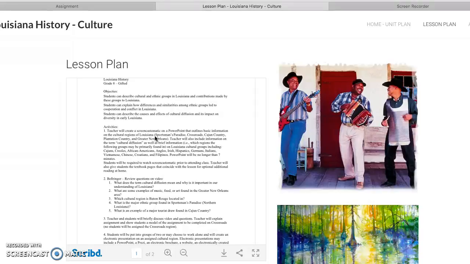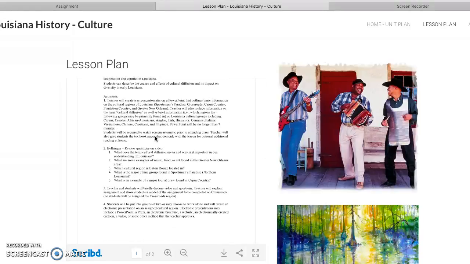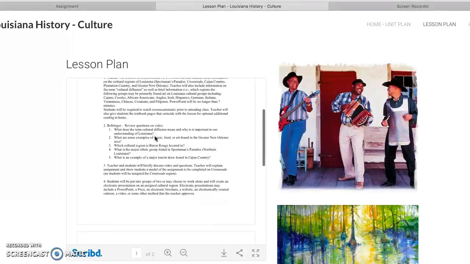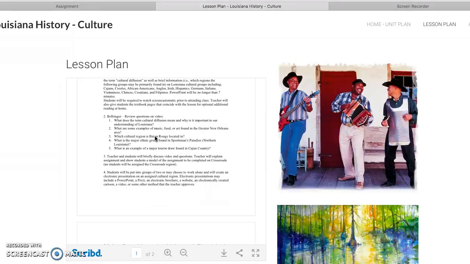So they're going to have to watch the Screencast-O-Matic before they attend class, and then I'll have a bell ringer that we review together that goes over some of the things that were in the Screencast-O-Matic. And then we'll briefly discuss the video and these questions, and I'll explain to them the assignment that they're going to do, and show the students a model of the assignment, which I'll show you in a second because I did the model.